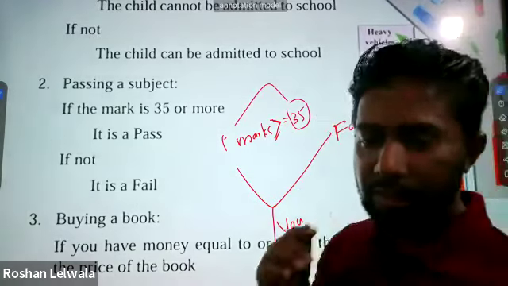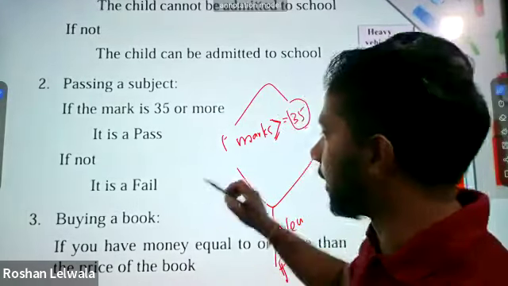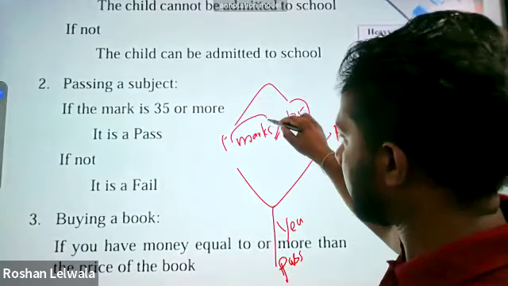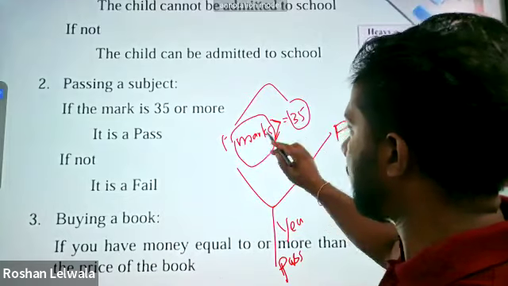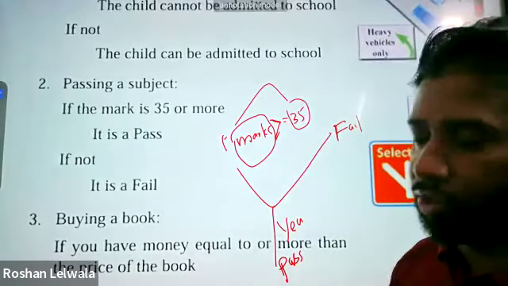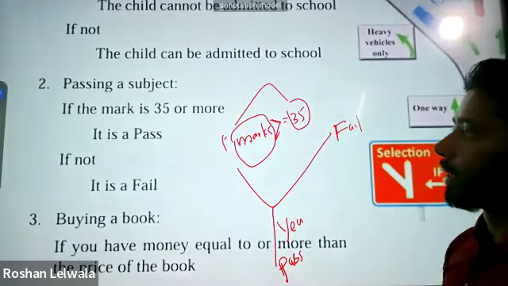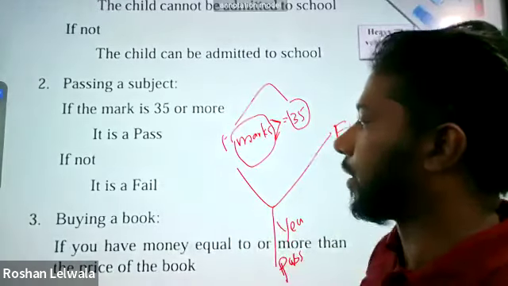Two conditions. Every time, the marks at the place we select, marks should be more than 35. Should be more than 35. Then the student will be pass or fail.